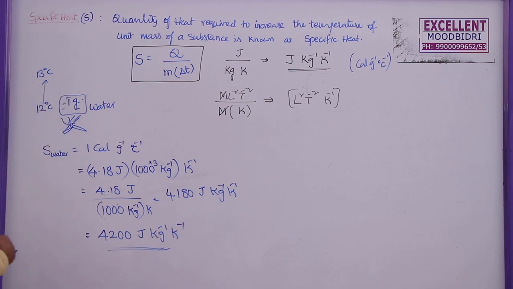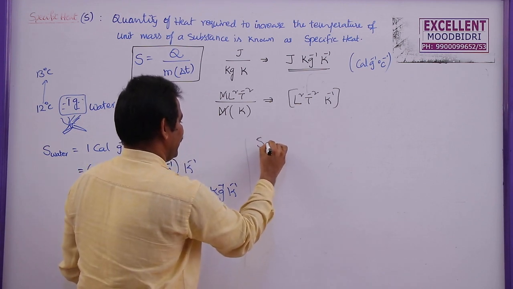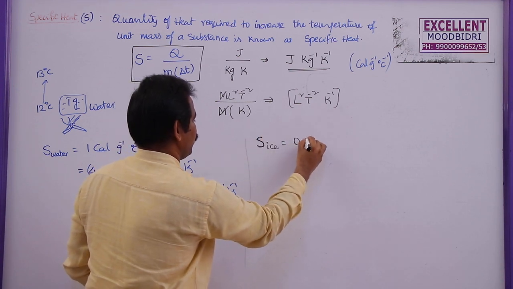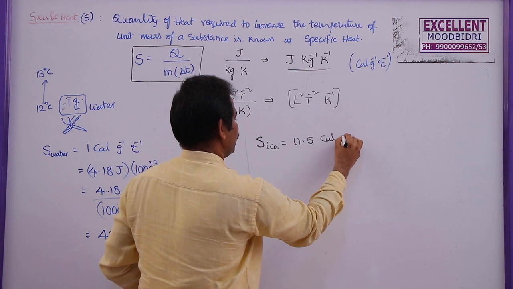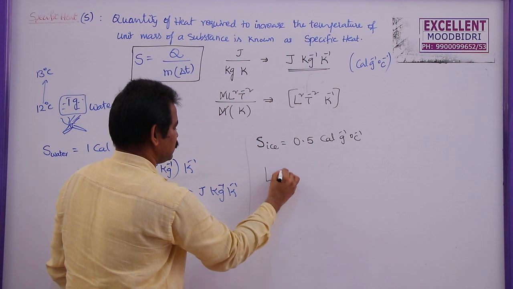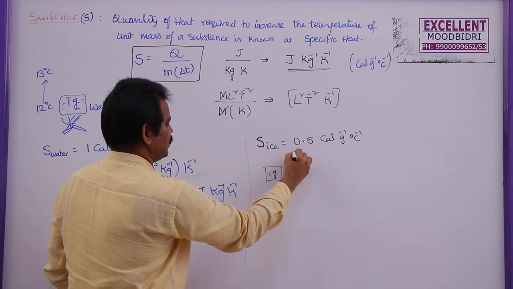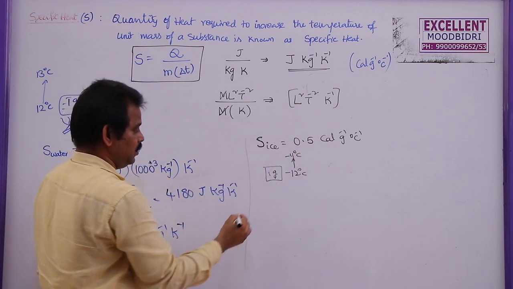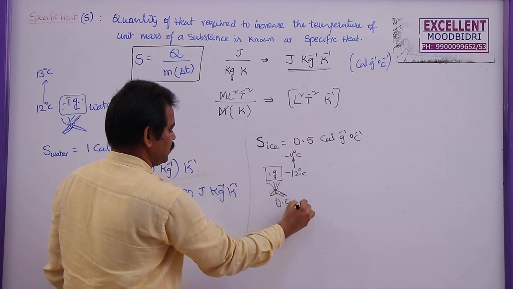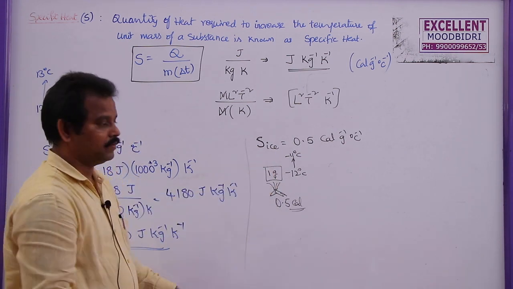Now, if you take the specific heat of some other substances, it is found that the specific heat of ice is 0.5 calorie per gram per degree centigrade. That means if you take 1 gram of ice at minus 12 degrees, to increase to minus 11 degrees, an increase of 1 degree centigrade, half a calorie of heat is enough.